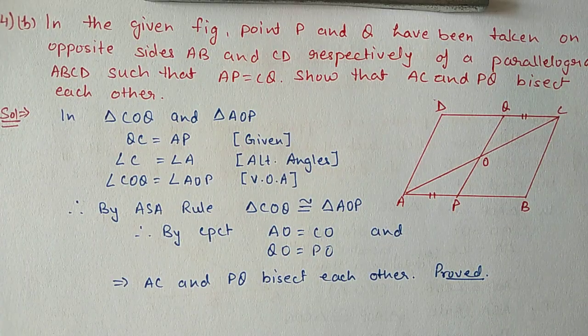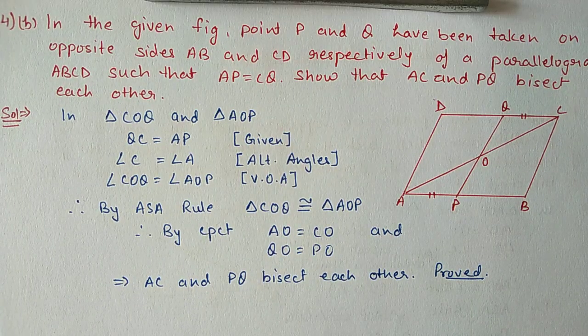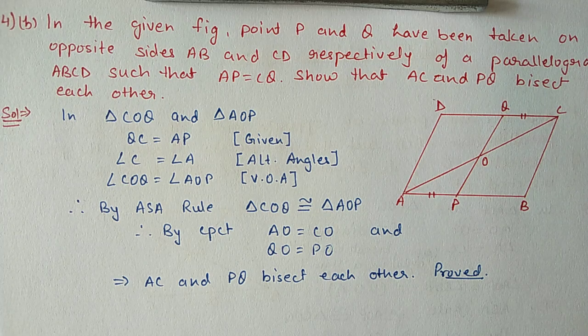Next we have question number 14, part b. In the given figure, points P and Q have been taken on opposite sides AB and CD respectively of a parallelogram ABCD such that AP is equal to CQ. Show that AC and PQ bisect each other.